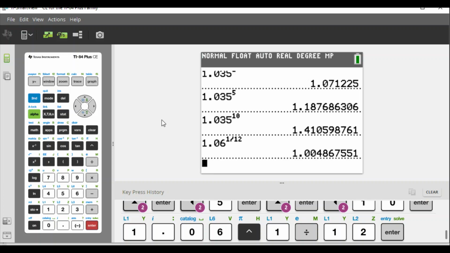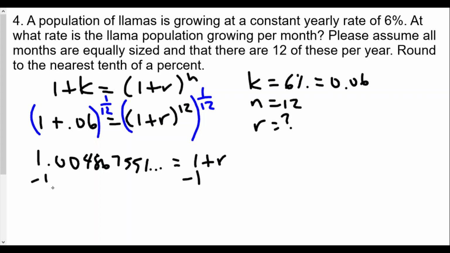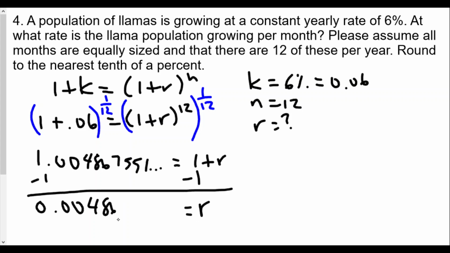Okay, so let's go back to our question here. And so we'll put in the value of 1.004867551, and there are probably some more numbers afterwards, is equal to 1 plus r. By subtracting 1 from both sides, we get r is equal to 0.0048675551, so on and so forth.